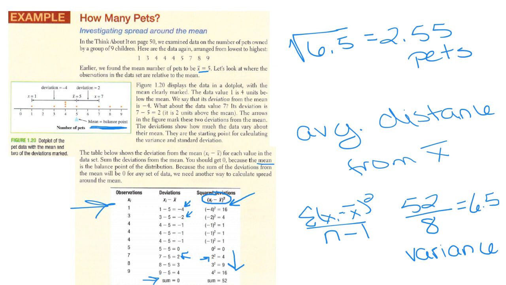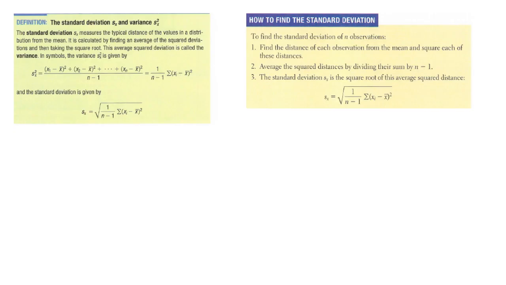Remember, again, our mean is our balance point. So in this case, my standard deviation would be about 2.55 pets. My average data point is about 2.55 pets away from the mean. Let's look at more examples of this. First of all, let's look at this formula. This formula is borderline terrifying.